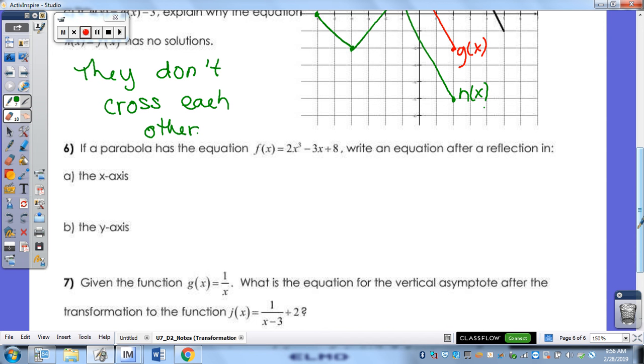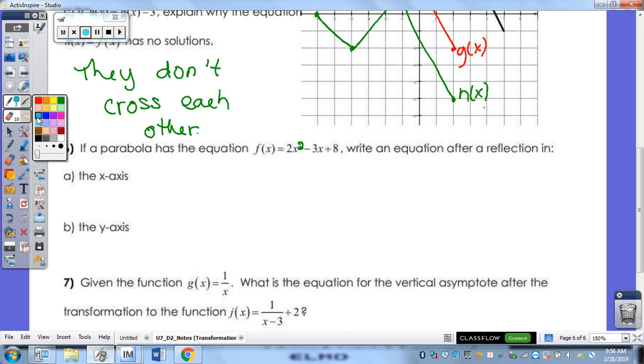So 6, we got that parabola right there, 2x squared minus 3x plus 8. Well, that's not a parabola, that should be a square, that's a typo. Write an equation after a reflection in the x-axis and then a reflection in the y-axis.